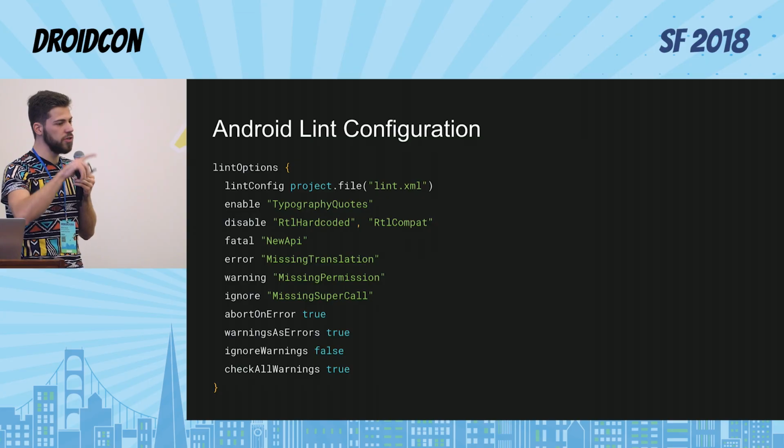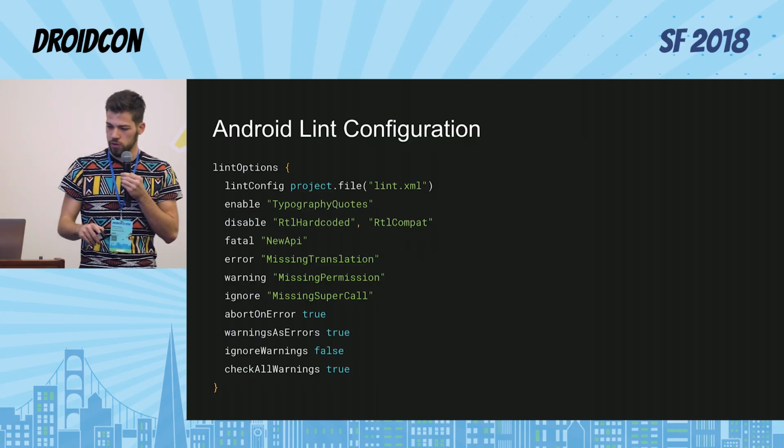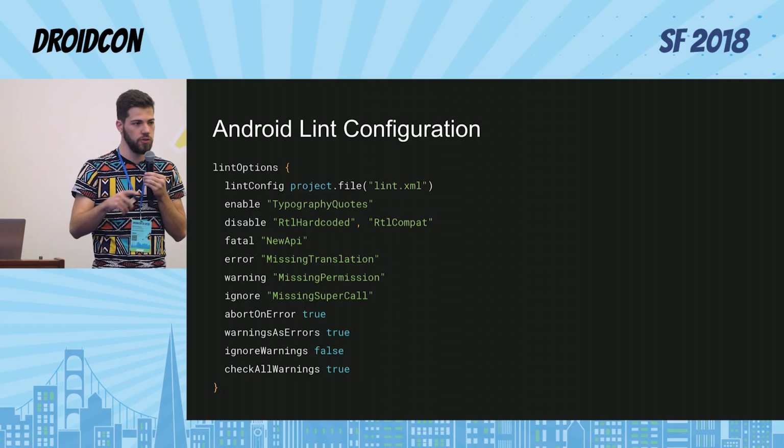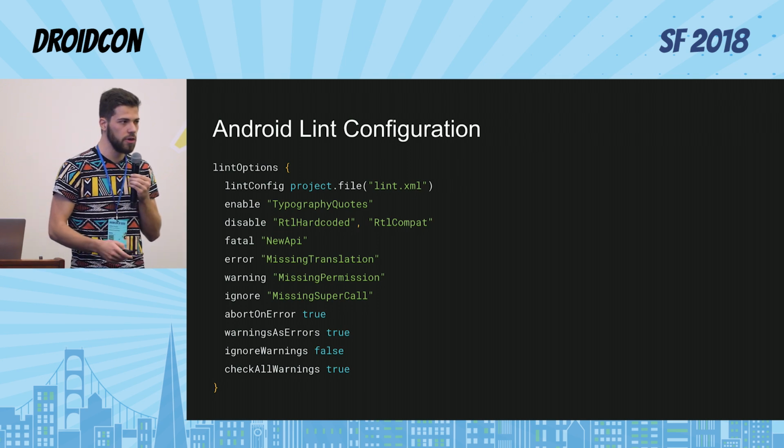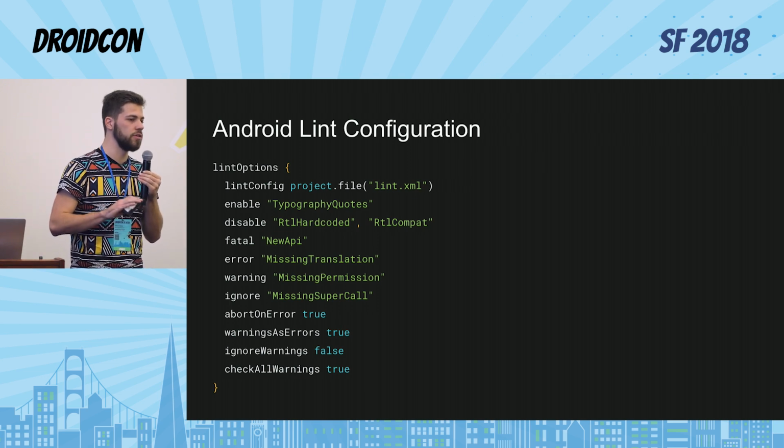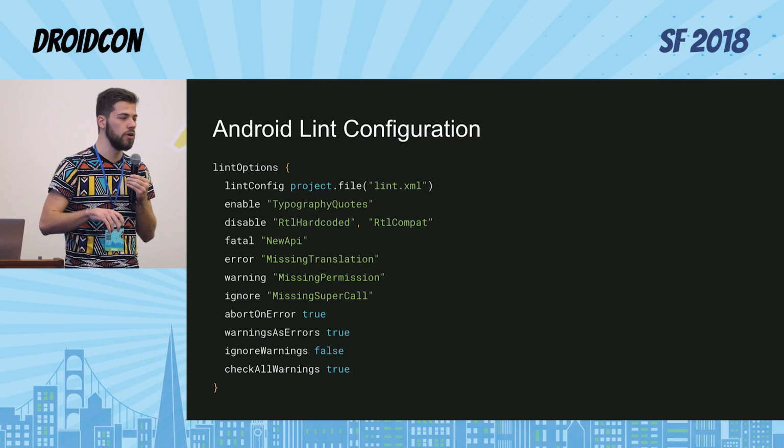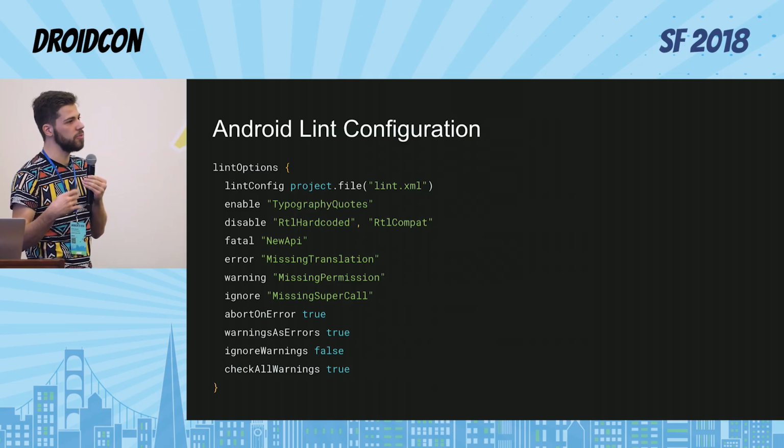Then each issue has an ID, like typographic codes, and then you can say whether you want to enable them, disable them, whether it should be a warning, fatal error, just an error, whether you want to go and ignore it. And then you also can tweak certain severity levels. Or you can say all warnings should be errors.